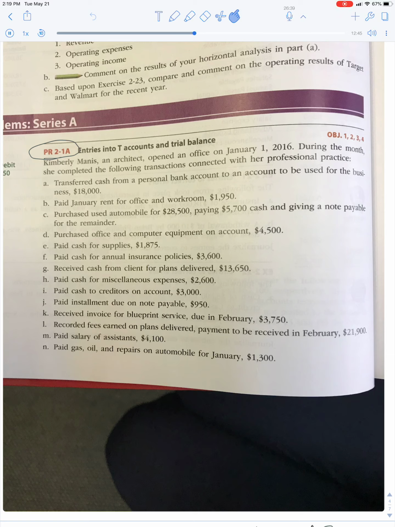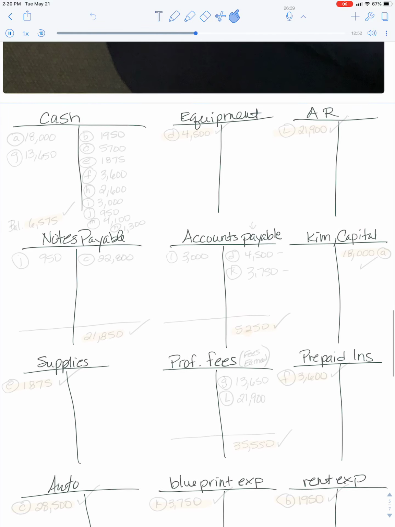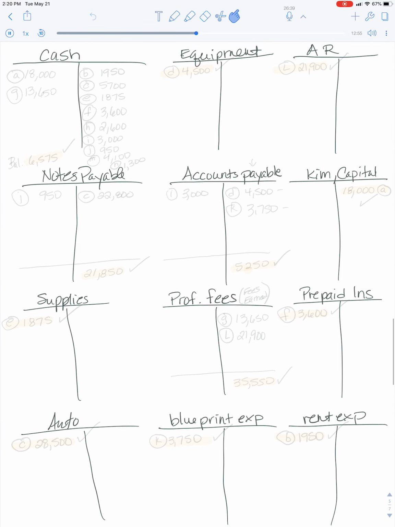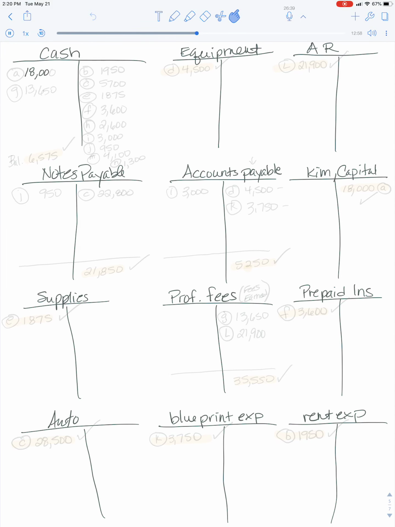So starting with A, we transferred cash from a personal bank account to an account to be used for business, and that was $18,000. So our cash went up in the company, and our capital for Kim, our owner, is our credit.